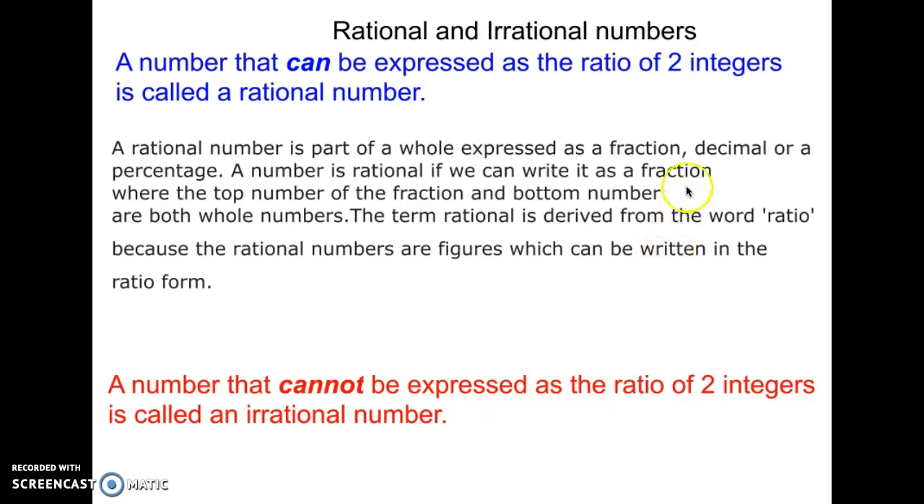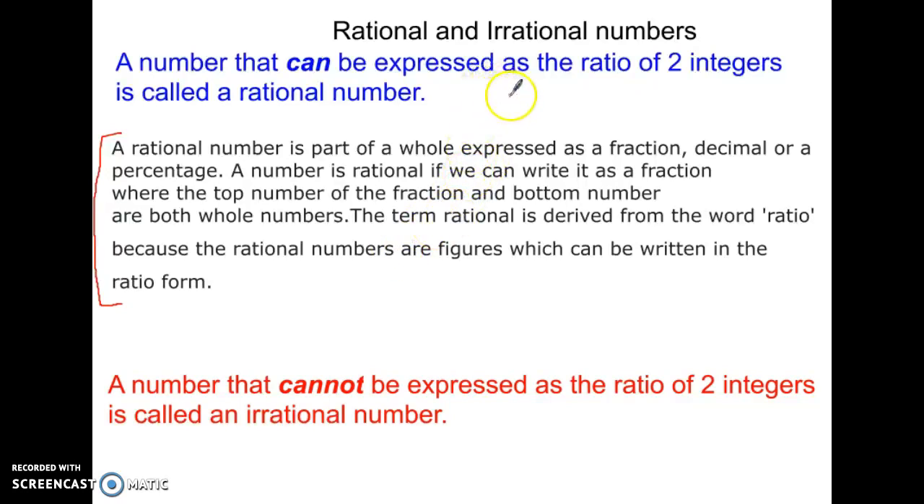Hi, in this video we're going to define rational and irrational numbers. In this first screen we're going to define it, and then the next one I'm going to give you more examples. So here we can see that a number that can be expressed as the ratio of two integers is called a rational number. That's the simplest definition of a rational number. This is more explanation on that.